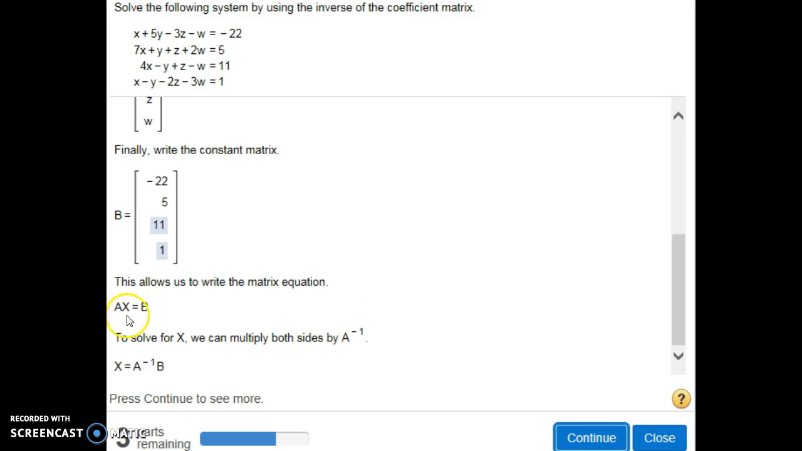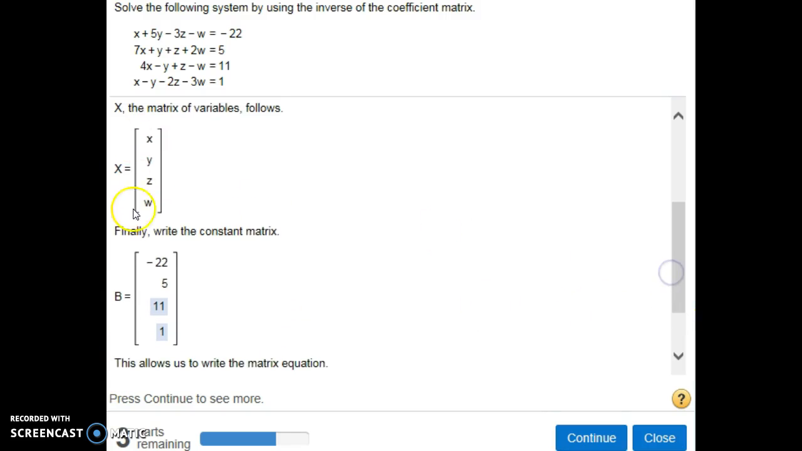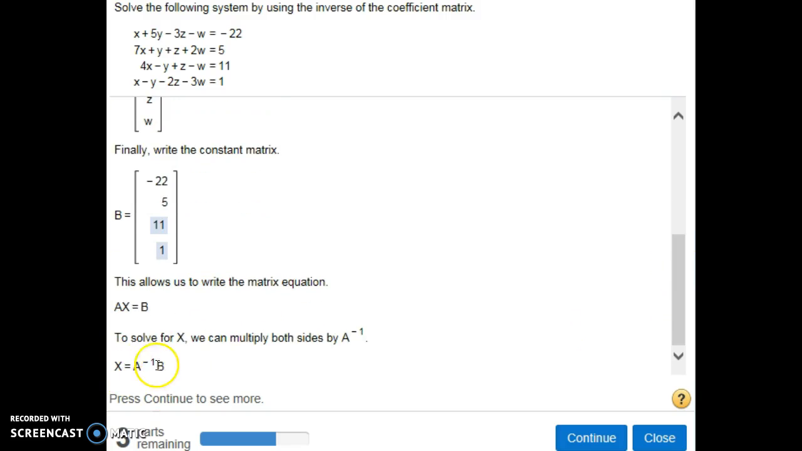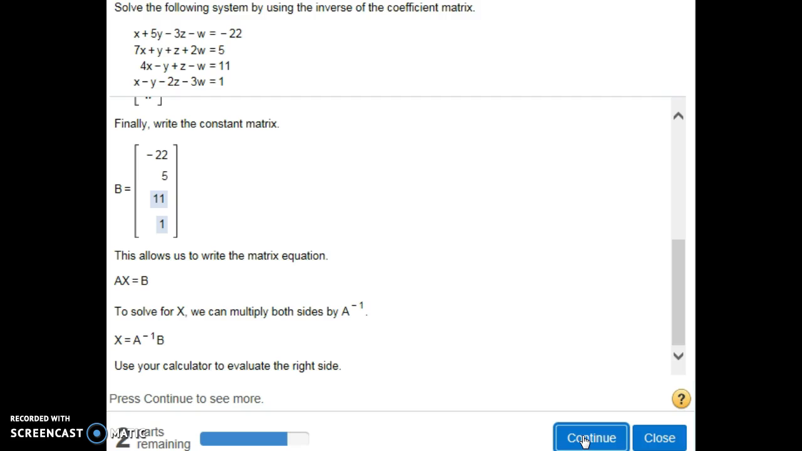When we multiply both sides by A's inverse, like I said at the beginning of the video, on the left side we'll just have X, which is again all the letters we're trying to solve for. So we'll have X is equal to this, and once we solve that out, we'll know what all the variables are equal to. And you can use your calculator to evaluate the right side.